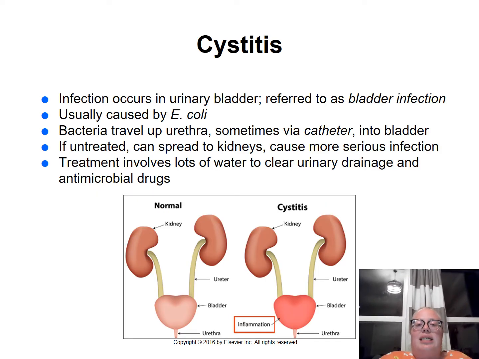Then we have cystitis. This is typically an infection of the urinary bladder. It's referred to as a bladder infection, and it's typically caused by E. coli. Bacteria travel up the urethra, sometimes via a catheter if the patient has one, into the bladder. Other bacteria that may cause cystitis could be Staphylococcus, Proteus, Enterobacter, Klebsiella, and Candida.